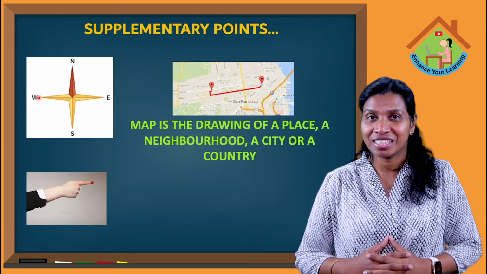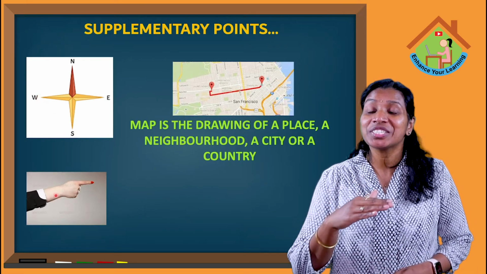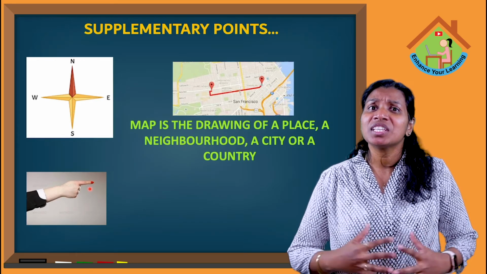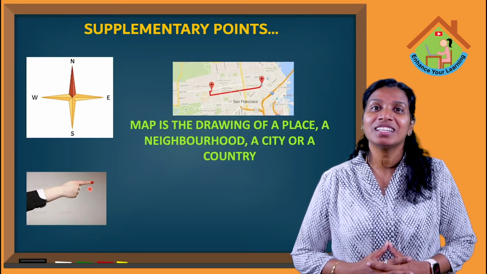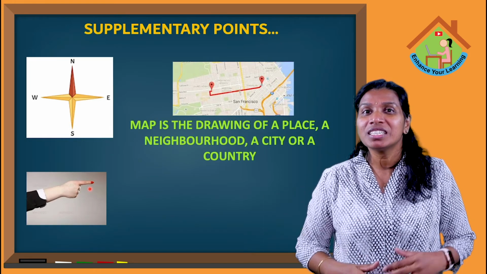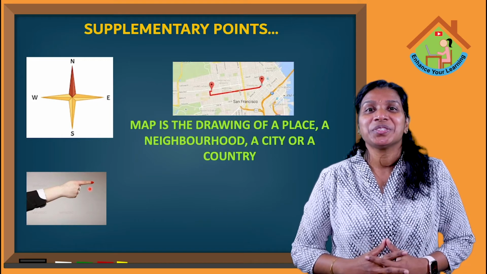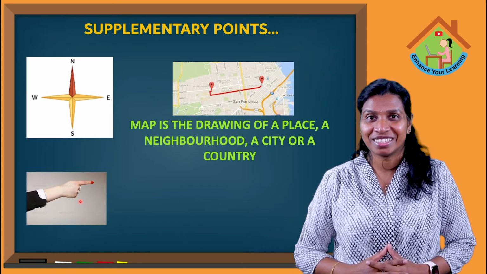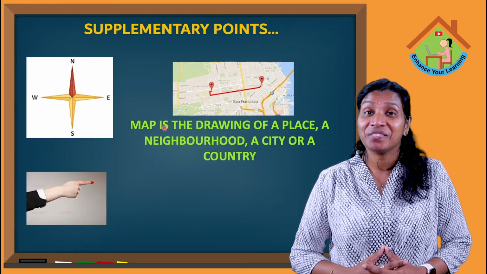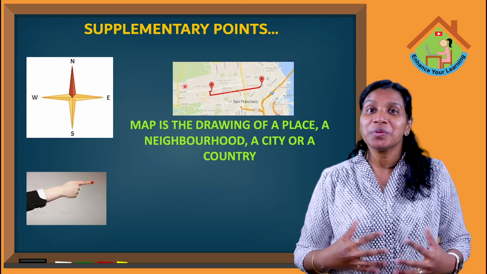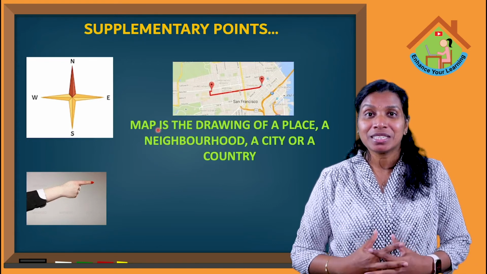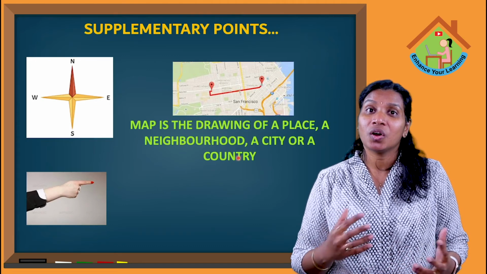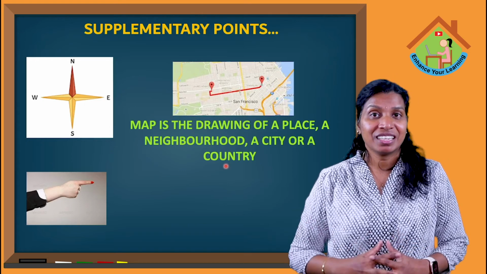Okay kids, we use our hands to show the directions. If someone asks you where your aunt's house is, immediately you will tell them it is on the right side or it is on the left side, right? So we use our hands to show directions. We can also find our way with the help of maps. What do you mean by maps? A map is the drawing of a place or a neighborhood or a city or a country.